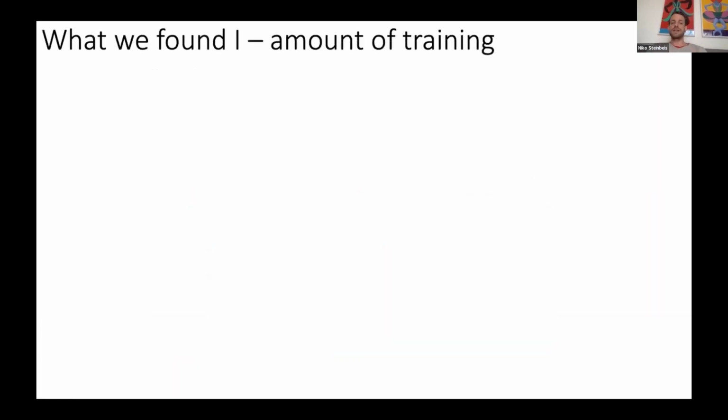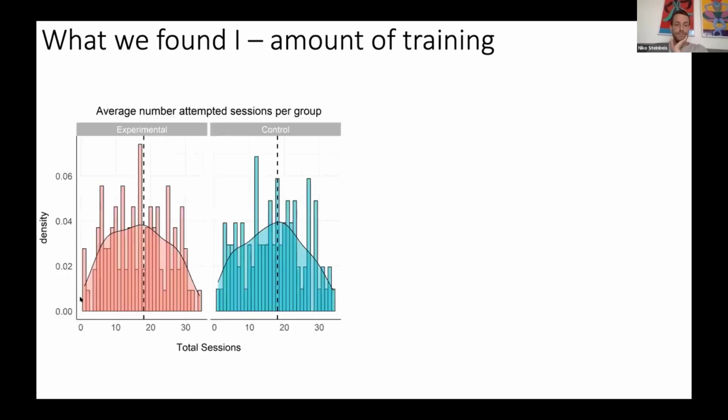So I'm not going to present you any of the transfer. What I'll show you now is just how exactly children engage with the training, because this is so incredibly exciting and encouraging for a range of different reasons. So first, I'm going to look at the actual amount of training in total. There were 32 sessions that children could have done over their 8 weeks.